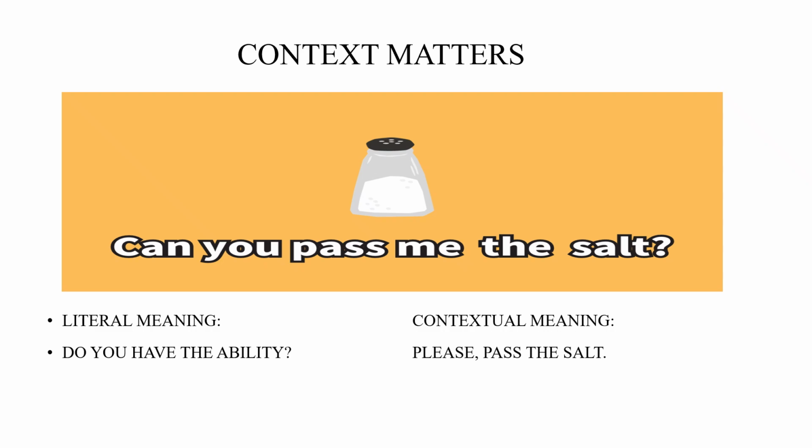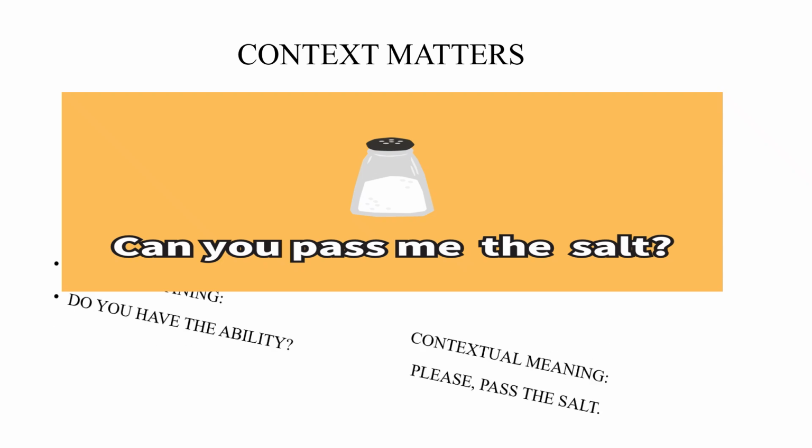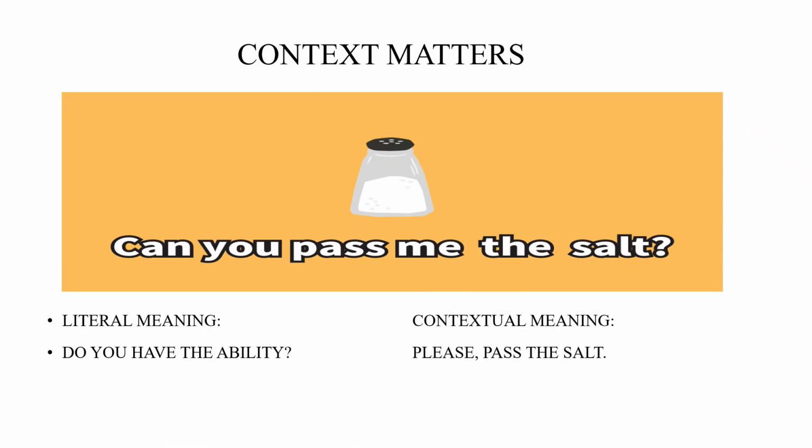Imagine you are eating dinner. Someone asks, can you pass the salt? They are not questioning whether you have functioning arms. They are politely requesting the salt. Our brains automatically understand this because we use context. Without context, communication would be very difficult.